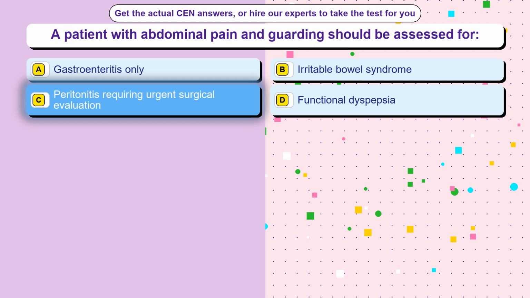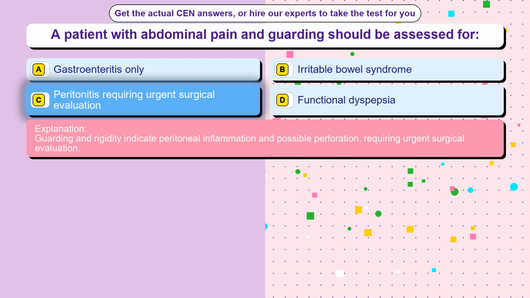The correct answer is option C, peritonitis requiring urgent surgical evaluation. Guarding and rigidity indicate peritoneal inflammation and possible perforation, requiring urgent surgical evaluation.